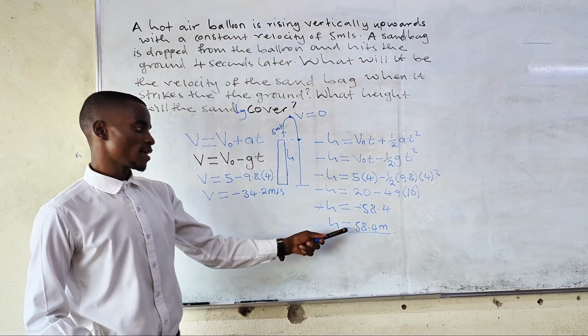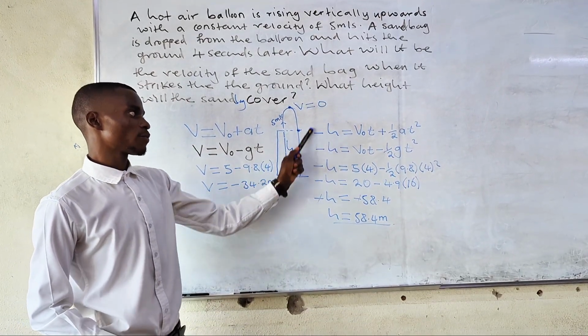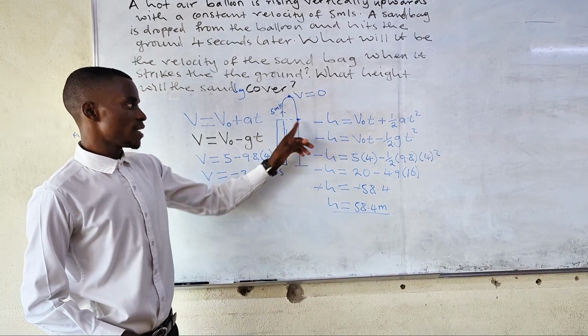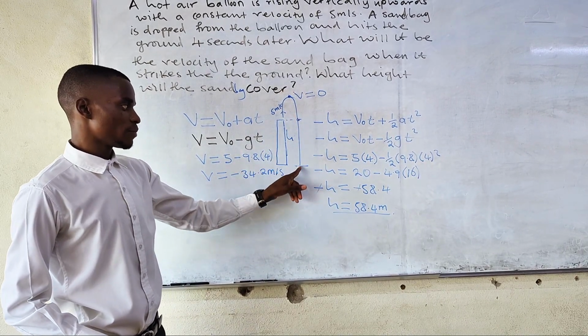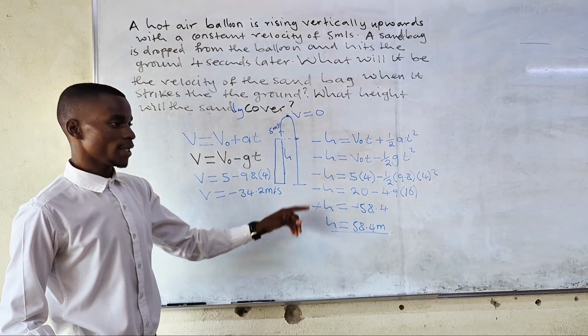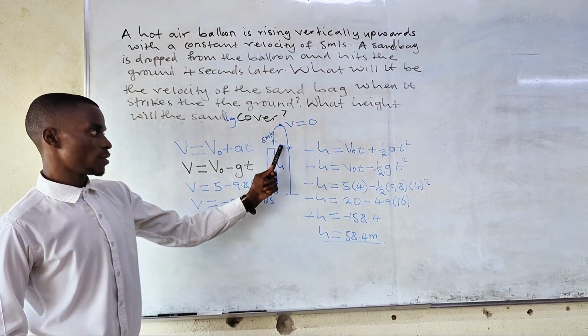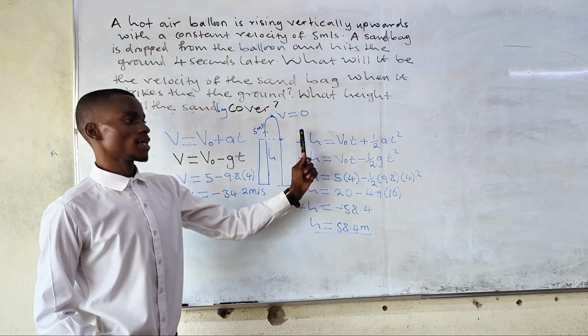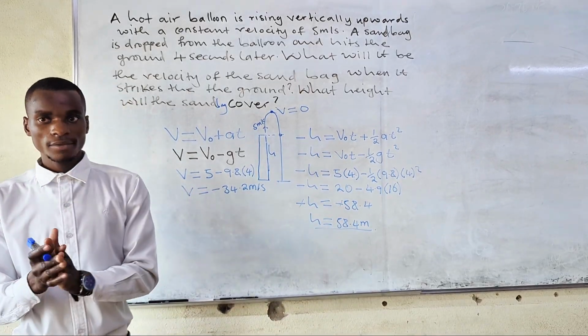It works the same way for the height itself. Remember to put this as negative because it will be moving beyond the point of projection. So height has to be negative if it moves up and then goes beyond. If it was direct, we would take this as it is. Thank you. That's how we answer.